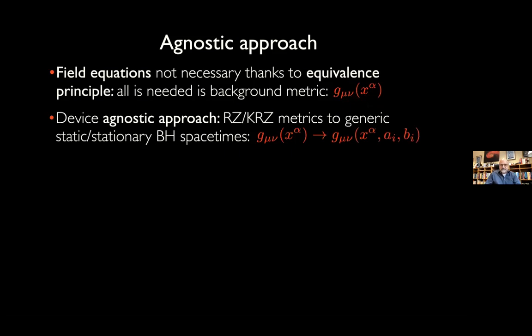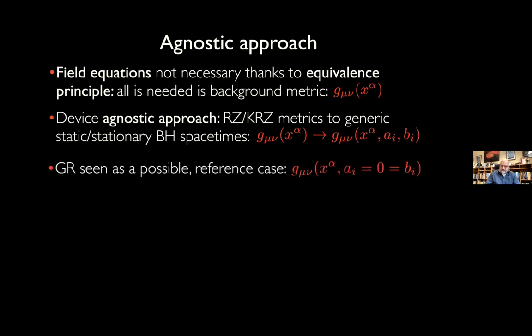Now, what you can do is express any metric in terms of some parameters, a_i and b_i. And this is what we've done together with Roman Konoplya and Alexander Zhidenko. And so in this case, GR is just seen as a reference case, the one in which all of the coefficients are 0.